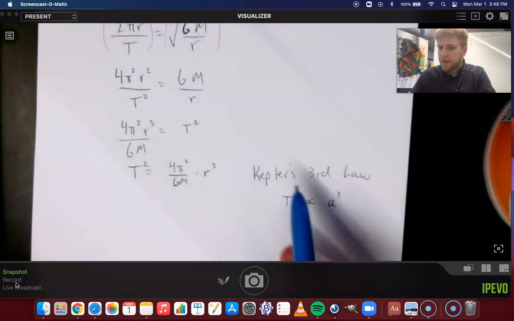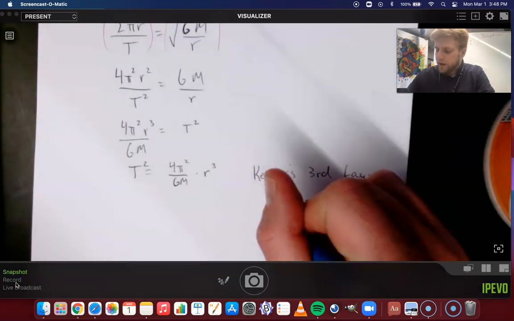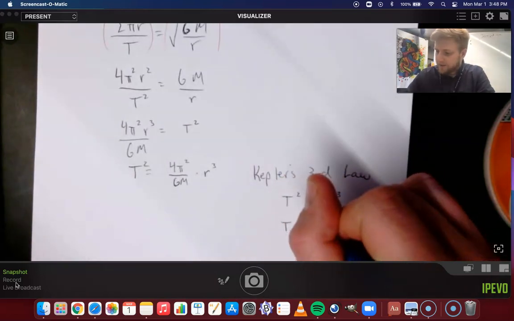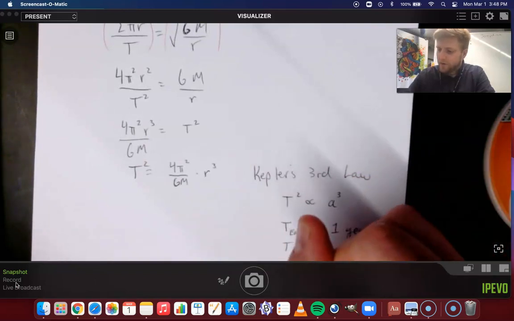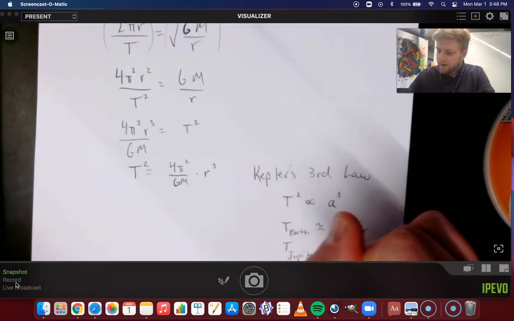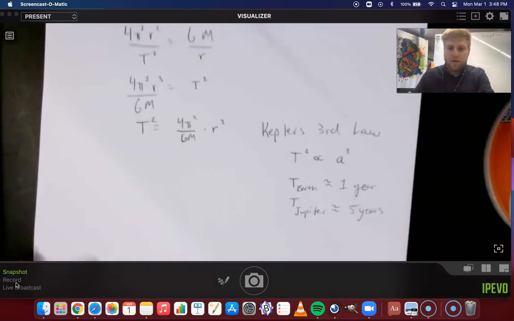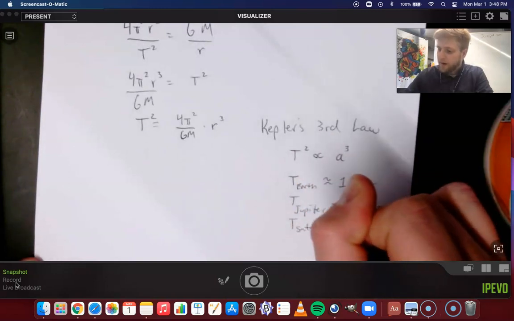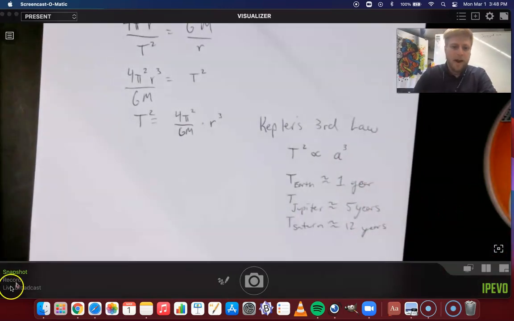Now the short version of what that means is that the farther away you are, the longer it takes to orbit. So whereas the time for the Earth to go around once is 1 year, the time that it takes for Jupiter is around 5 years. And if you keep going out farther, the time for Saturn is around, I believe it's 12 years, and so on as you go farther and farther out.